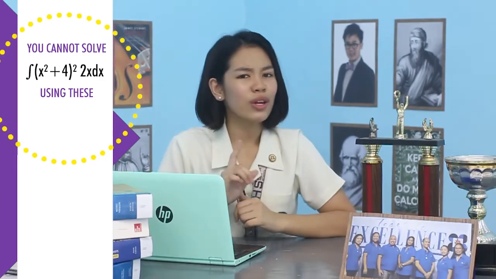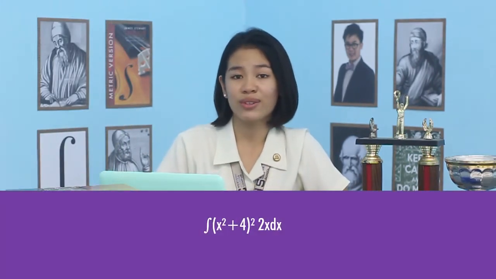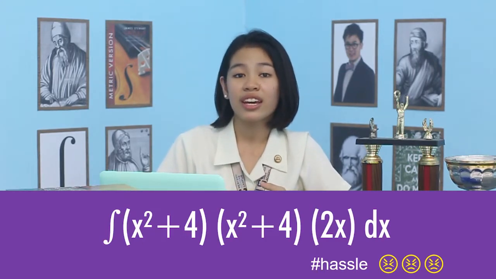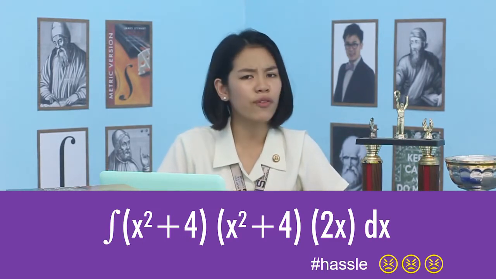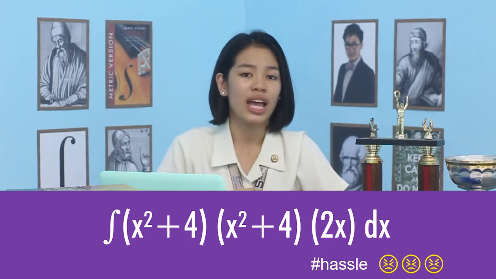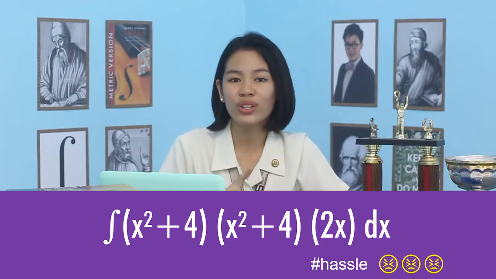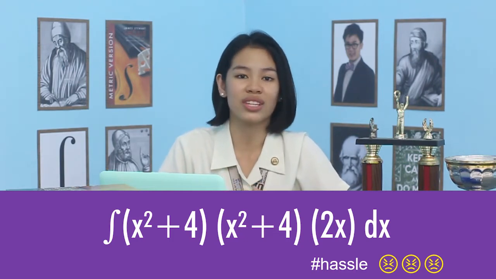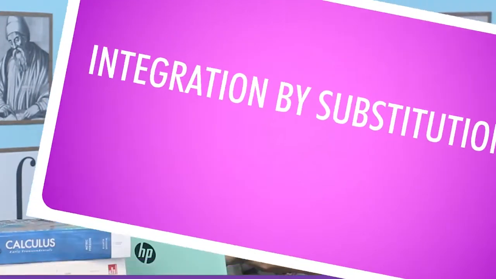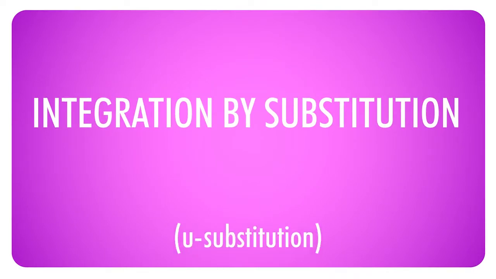methods. So at first glance, this equation looks hard to integrate because we would have to further expand the equations inside the parentheses and further multiply it by 2x. And then we can finally integrate it. But actually, there is a shorter and quicker way to solve this. And that is through integration by substitution, or the u-Substitution.